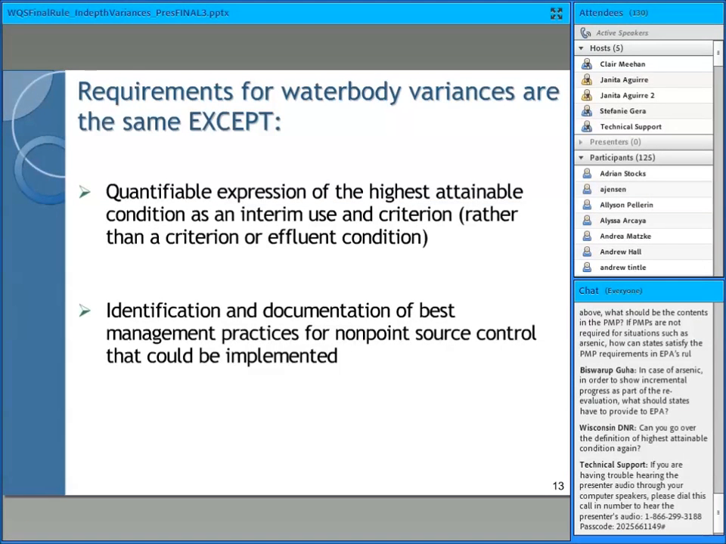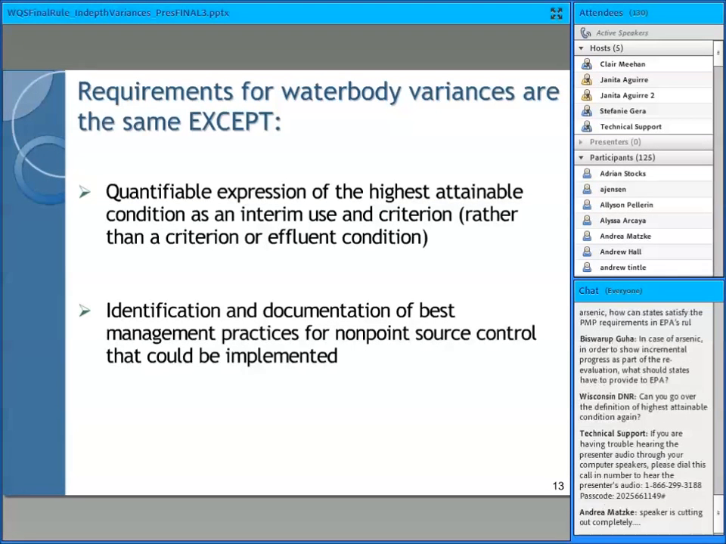From here on, I'll refer to a variance for a water body or water body segment as a water body variance. A water body variance is similar to a discharger-specific variance, except the variance applies to the entire water body or water body segment rather than just at the point where a specific discharger or dischargers is discharging. The purpose of a water body variance is to provide an opportunity for a state or tribe to work with both point and non-point sources on a water body or watershed scale to achieve pollutant reductions and make progress toward attaining the designated use.